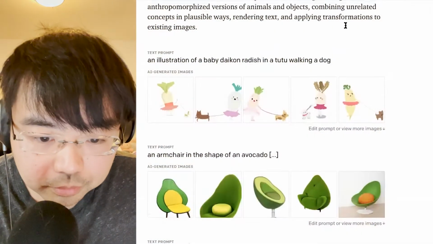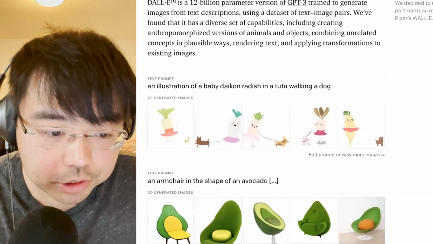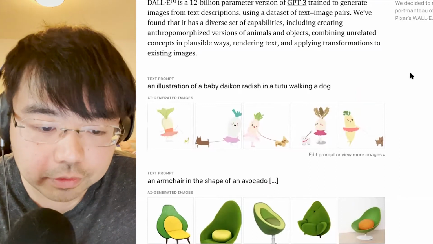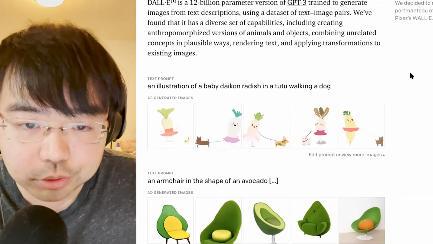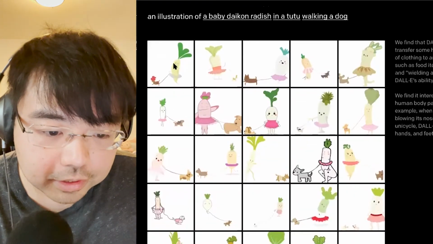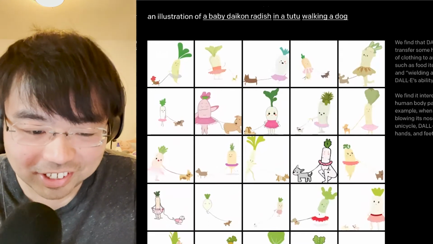So what I wanted to do was go over some examples of what DALL-E is able to do, so that we can showcase what AI can do for you today. And here are some images. The text prompt here is an illustration of a baby daikon radish in a tutu walking a dog. And we can see here that it is a daikon radish wearing a tutu walking a dog.